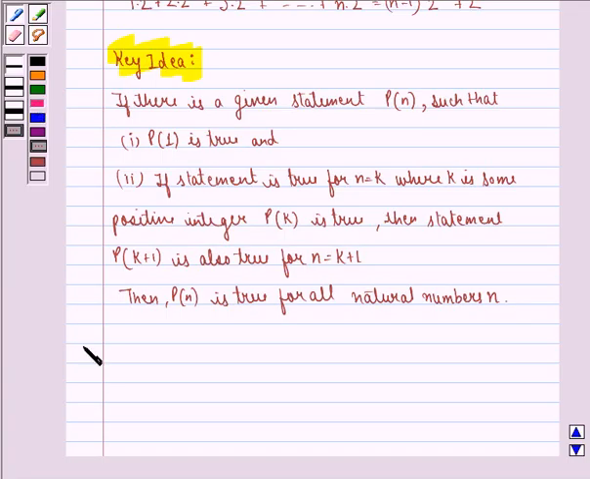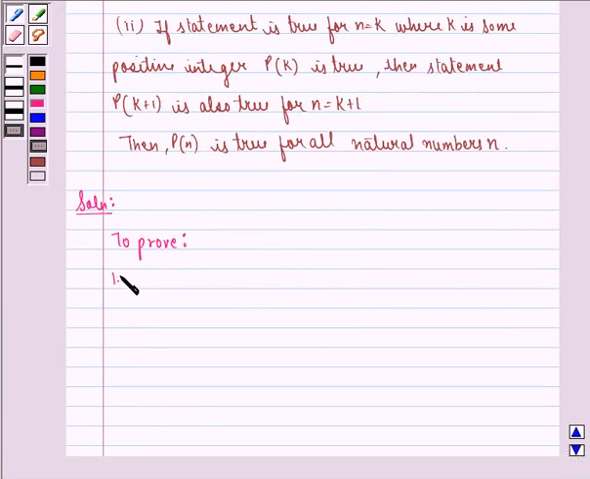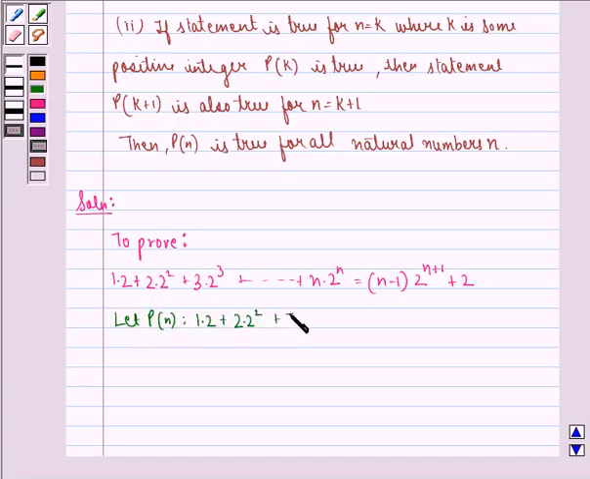Now, we start with the proof of this question. Here, we have to prove that 1 into 2 plus 2 into 2 square plus 3 into 2 cube up till n into 2 raised to power n is equal to (n minus 1) into 2 raised to power (n plus 1) plus 2. Let P at n be 1 into 2 plus 2 into 2 square plus 3 into 2 cube and so on till n into 2 raised to power n be equal to (n minus 1) into 2 raised to power (n plus 1) plus 2.